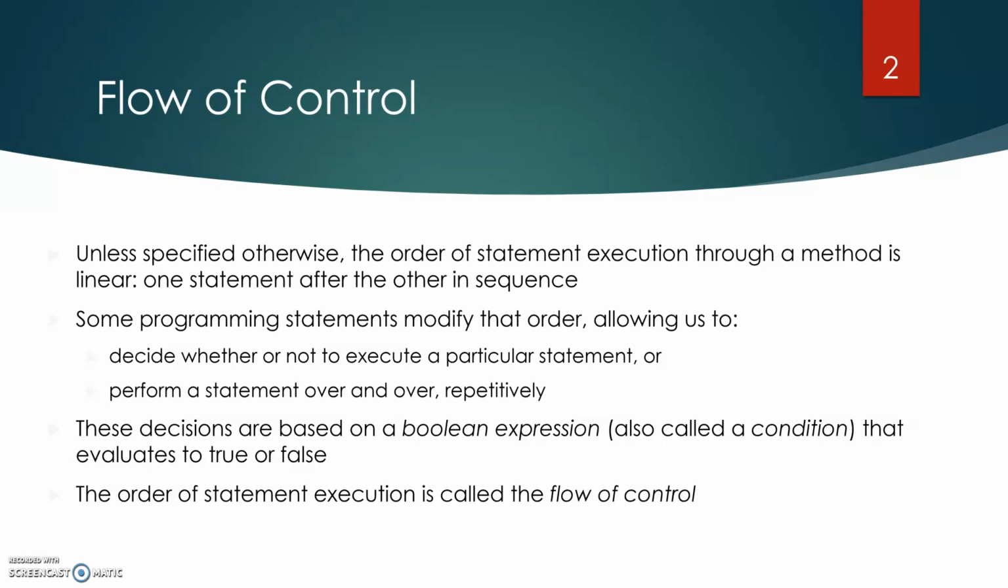Some programming statements modify the order, allowing us to decide whether or not to execute a particular statement, or to perform a statement over and over repeatedly. These decisions are based on a Boolean expression, also known as a condition, that evaluates to true or false. The order of statement execution is called the flow of control.